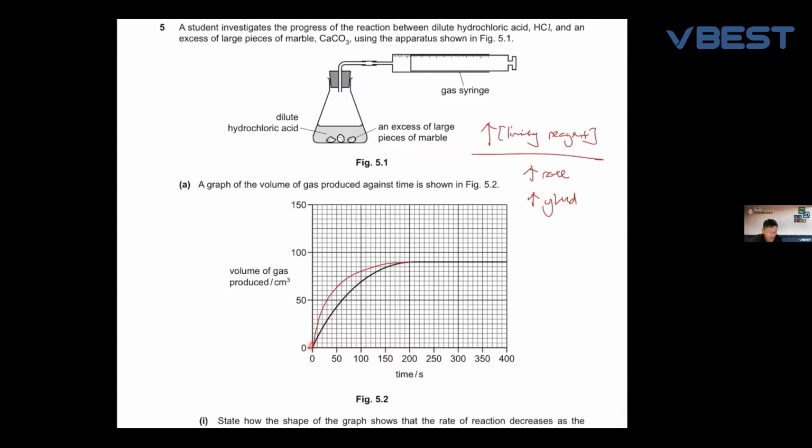At the same time, it also increases the yield, which means the graph should be like this. You will produce more than that. Because it's a limiting reagent, the number of moles will be different. If the number of moles is different, then I will produce more product. Everyone, this is very important. You have to mention both rate and yield. But here they tell you already which is limiting and which is the excess.